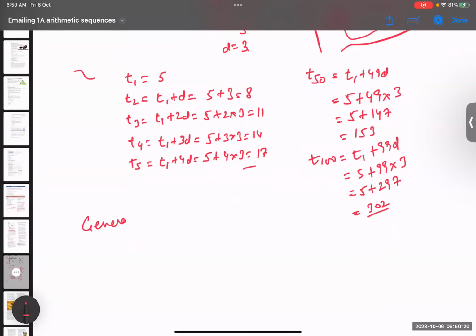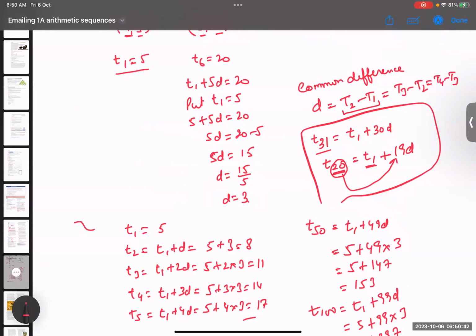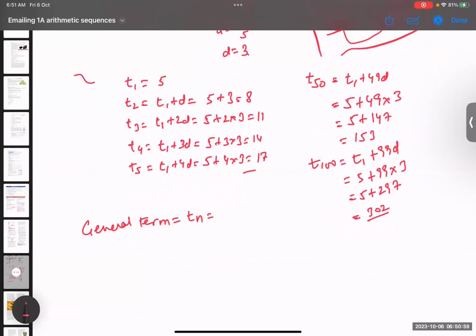What about the general term? What is the general term? I told you. It's n. The general term is the nth term. What is the nth term? Tell me the answer. What I told you just now. What about the 31st term? T1 plus 30D. T20 is T1 plus 19D. Speak properly.